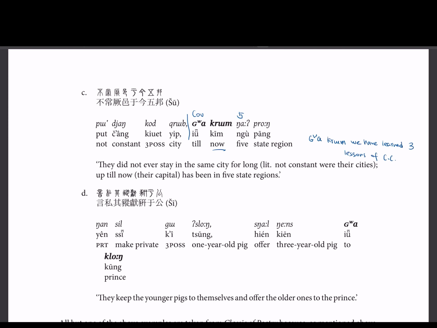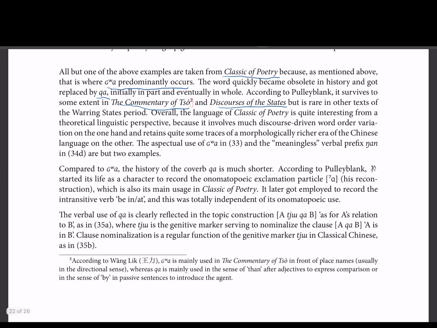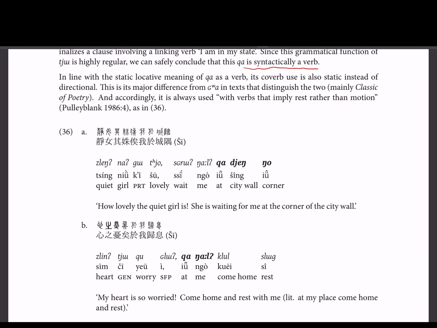Now let's look at the sentence in D. And somebody is keeping the younger pigs to themselves. And on the other hand, they are offering the older pigs, gua klong, to the prince. Compared to gua, the history of the coverb ka is much shorter. In line with the static meaning of ka as a verb, its coverb use is also static, and this is its major difference from the other coverb gua in texts that do distinguish the two. And accordingly, the coverb ka is always used with verbs that imply rest rather than motion.